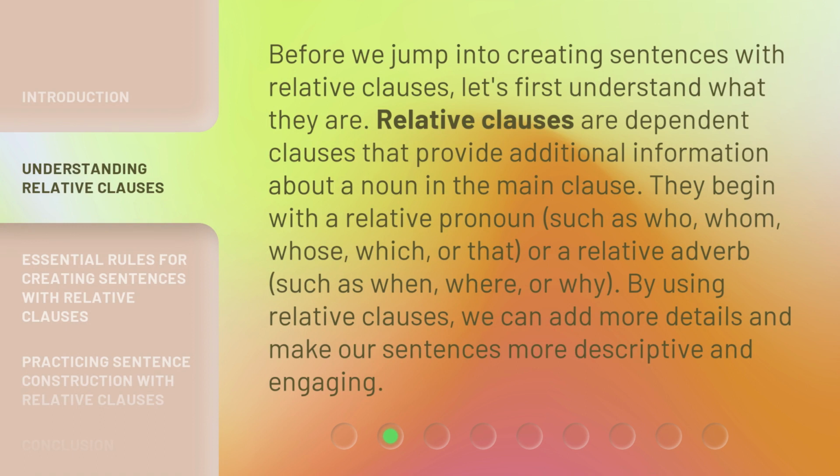Before we jump into creating sentences with relative clauses, let's first understand what they are. Relative clauses are dependent clauses that provide additional information about a noun in the main clause. They begin with a relative pronoun, such as who, whom, whose, which, or that, or a relative adverb, such as when, where, or why. By using relative clauses, we can add more details and make our sentences more descriptive and engaging.